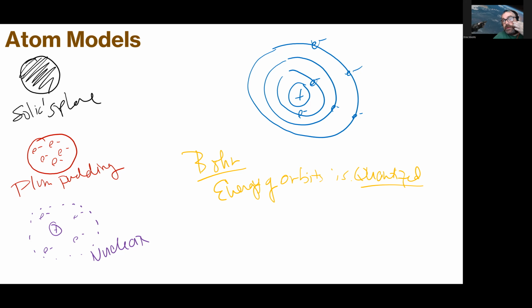in the allowed orbits will not. They won't radiate their energy. They won't crash into the nucleus. They will just orbit stably because they're in the allowed quantized orbit of this. Okay, sure, that makes sense.